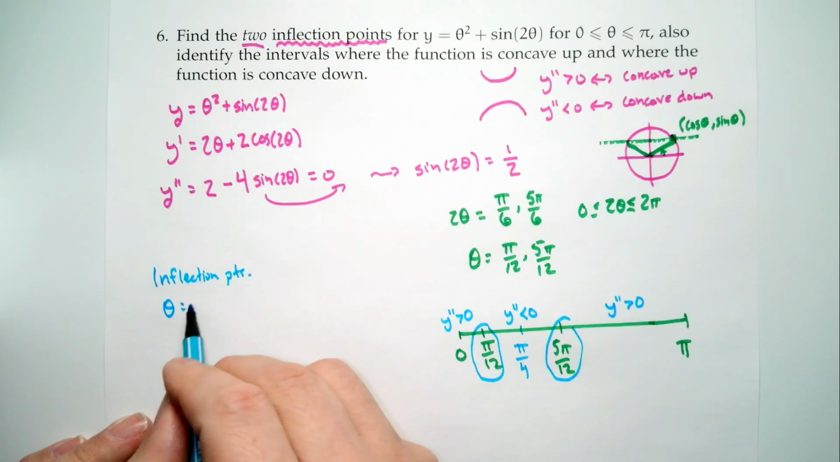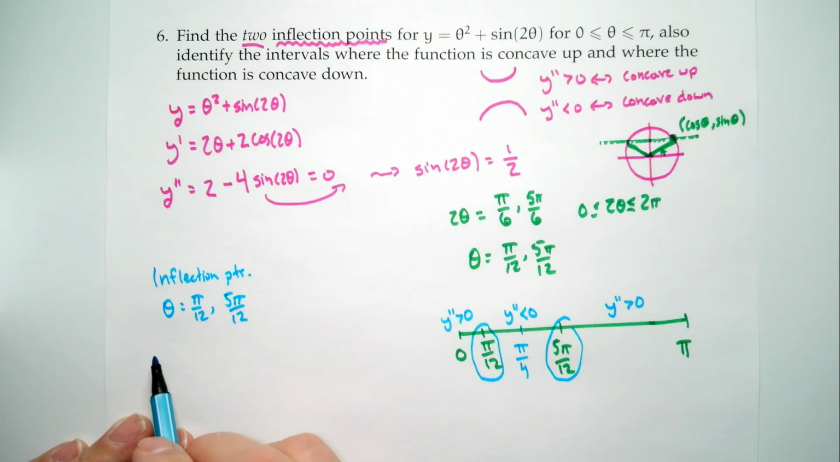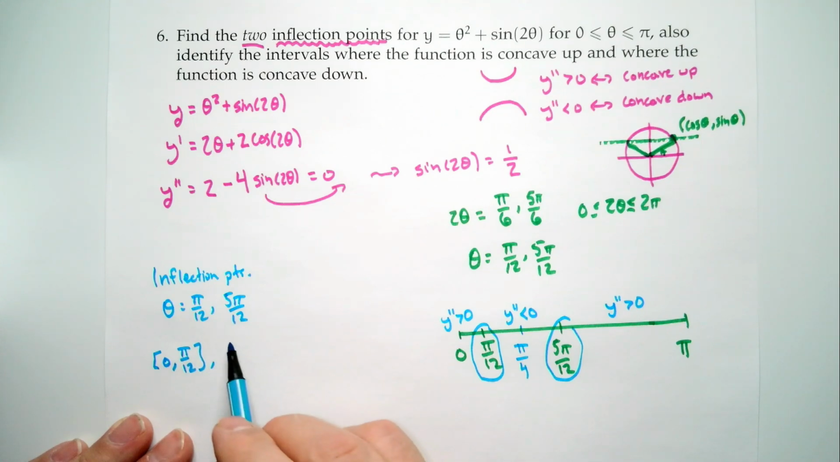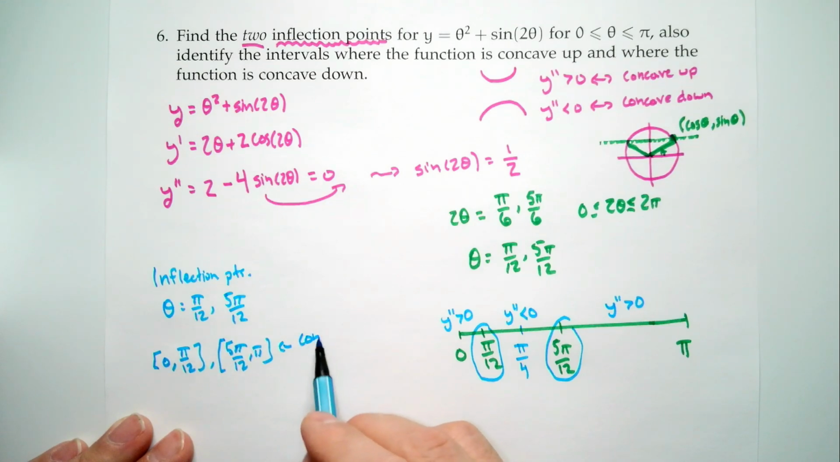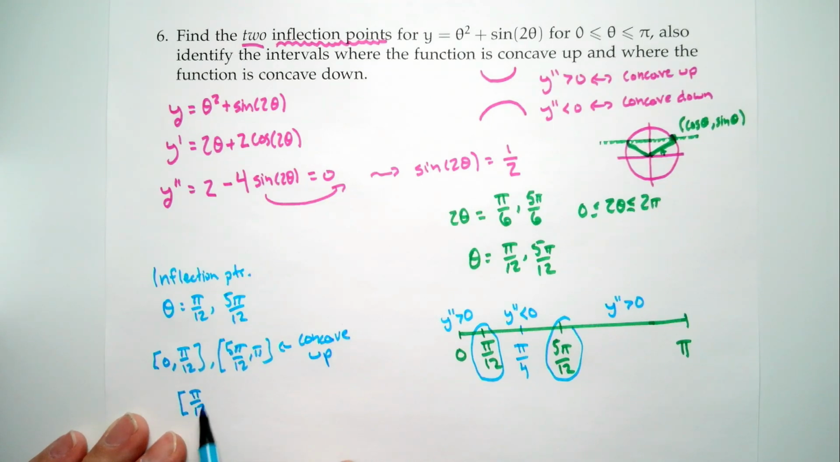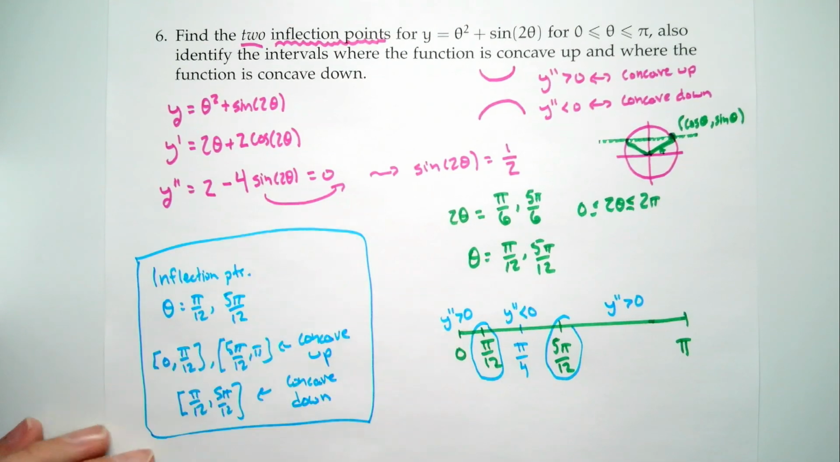So our answer: the inflection points are at pi over 12 and 5 pi over 12, and we're concave up from 0 up to pi over 12 and 5 pi over 12 up to pi. So these are concave up, and we're concave down from pi over 12 to 5 pi over 12. And, oh my gosh, this is a case where writing down the answer takes a non-trivial amount of space, but that's the answer. All right, there we go. That's that one. All right, good.